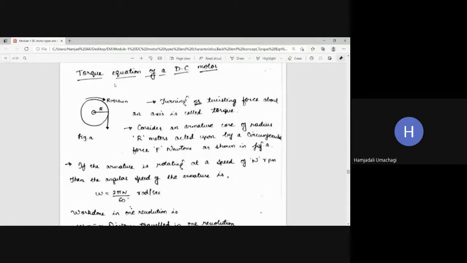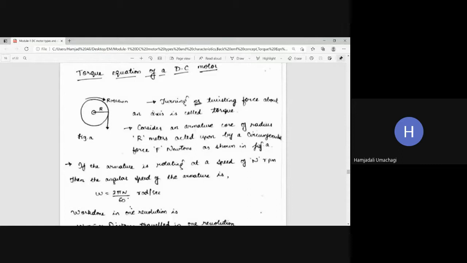Let us see what we mean by torque. Can anybody tell me why torque is essential for the motor? What is that torque? Why do you want torque for the motor? Whether it is an AC motor or a DC motor, we say that torque is very important. If you take an induction motor or any kind of DC motor, for any kind of motor, you want torque. So now my question is, what do you mean by torque?